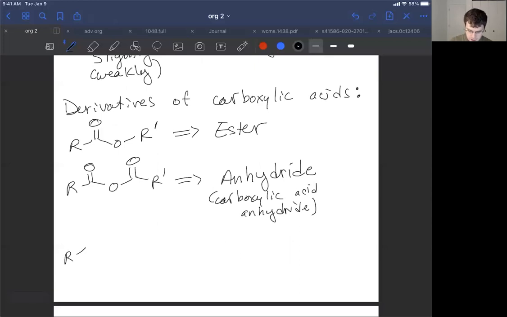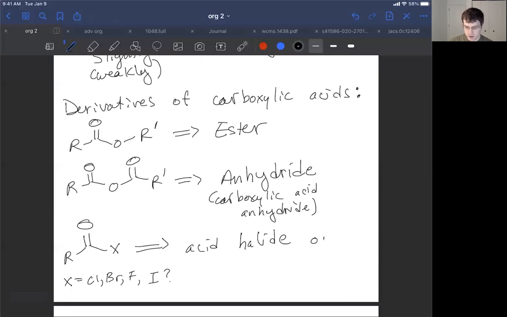There are molecules where we replace the O with an X group, where X is a halogen. These atoms are fine, and iodine is questionable, as it's a little bit too unstable. This is an acid halide or acyl halide. And often, chloride's the most common one of these, and we would call that an acyl chloride or an acid chloride to be specific.